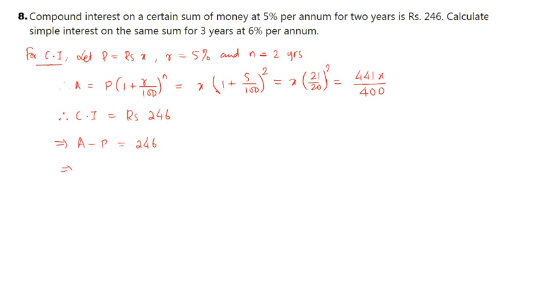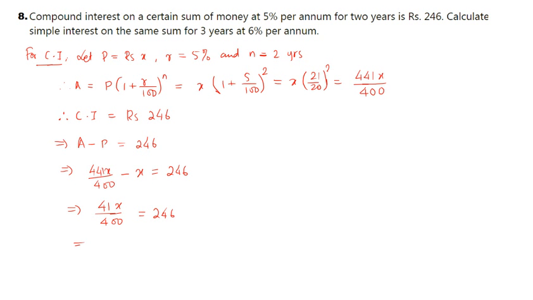Okay, so we have, see here carefully, 41x by 400 minus principal x equals 246. So let's simplify and check how much we get. When you simplify the left hand side, you get 41x by 400, which equals 246.